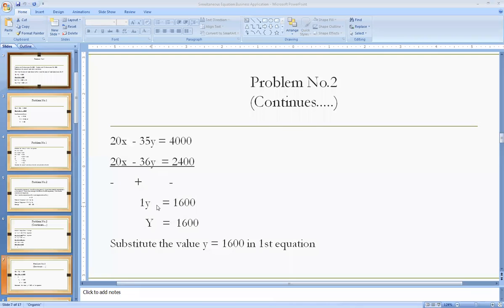And this is plus 1y. The value will be, after eliminating 20x and minus 20x, 1y is nothing but 1600. Therefore, the value of y equals 1600. This is how we have calculated the value of y.